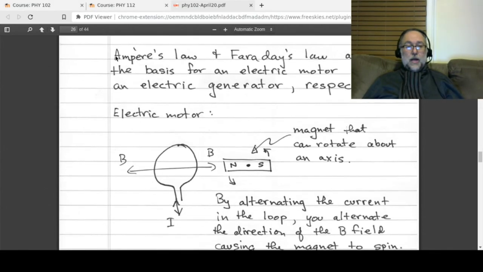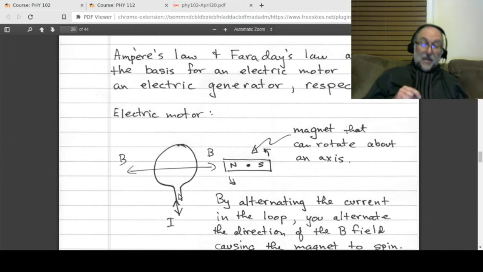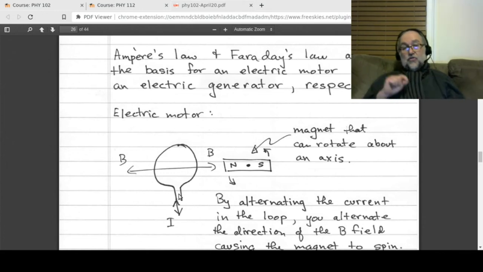Here, an electric motor, how does it work? Well, basically we have a loop of wire like that, and we don't just apply the current in one direction, we apply an alternating current. One moment the current is traveling one way, and then we turn it around and have it travel in the other direction. Of course, by Ampere's law, this means you're going to get a magnetic field, but the magnetic field itself is going to alternate in direction.